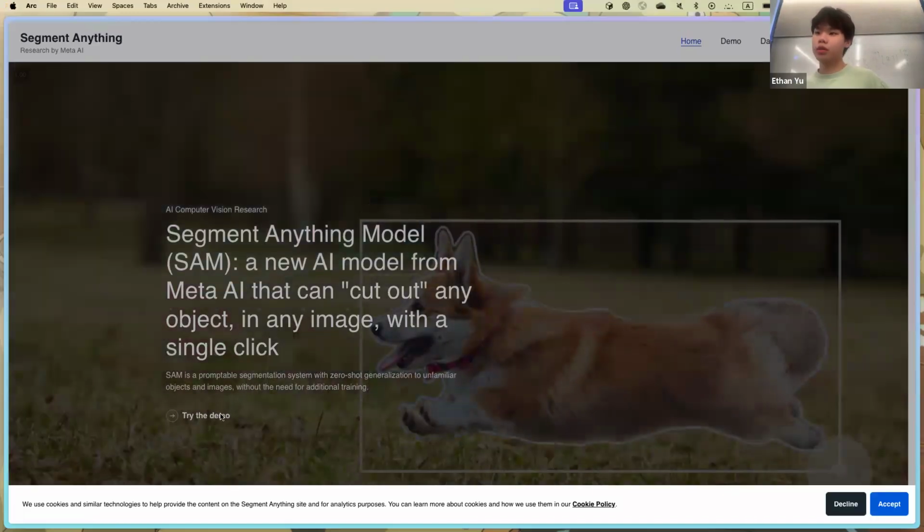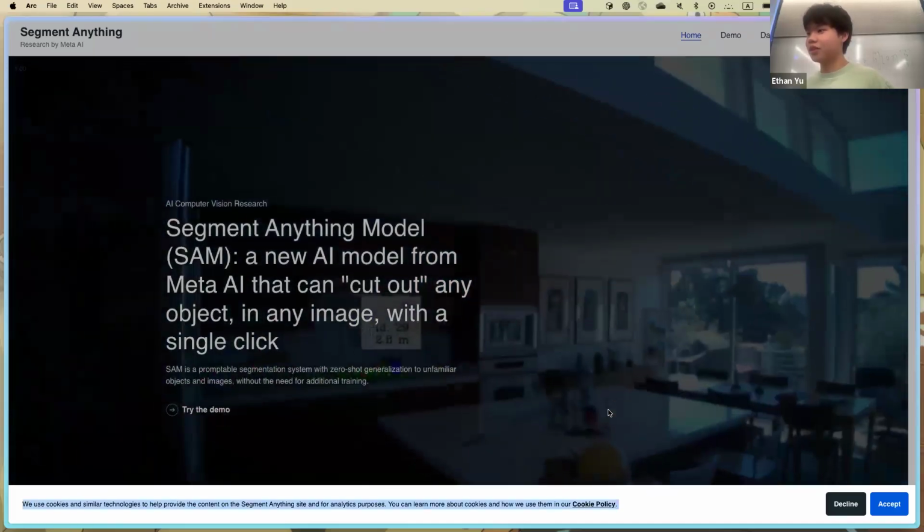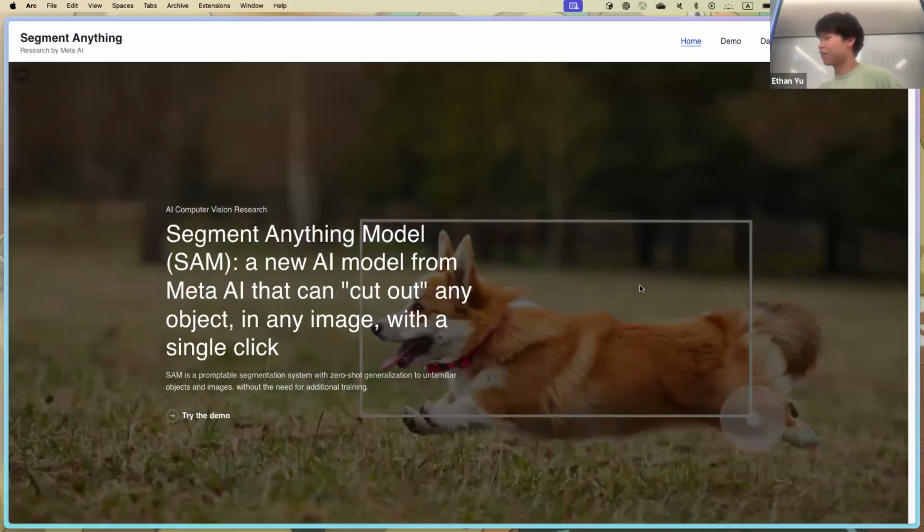Oh, I guess we'll try a demo. Or I'm not gonna try a demo because there are cookies. But I can't see it because of the full screen widget in the way. Oh, I got it.